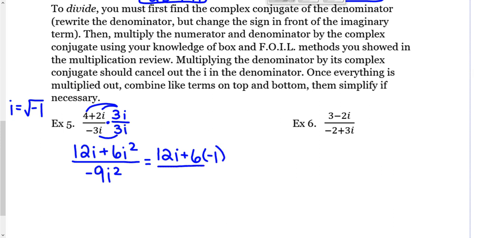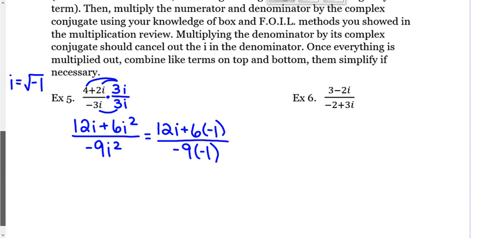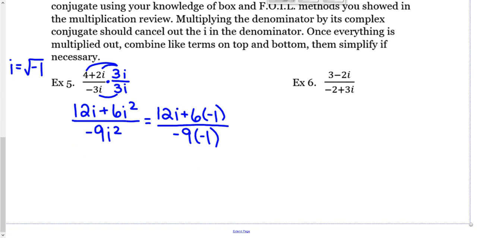I see i squared on top. I also see i squared on the bottom, so I'm going to change them both. Then I'm going to multiply what I need to. I've got 12i minus 6 and positive 9. But remember, in the first part, I told you that your real number needs to come first. So I need to swap the top.